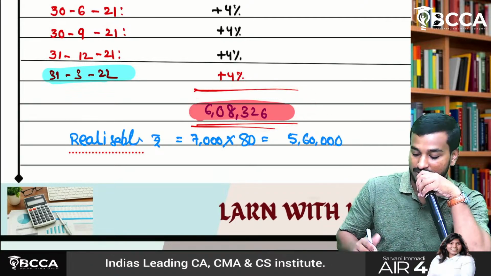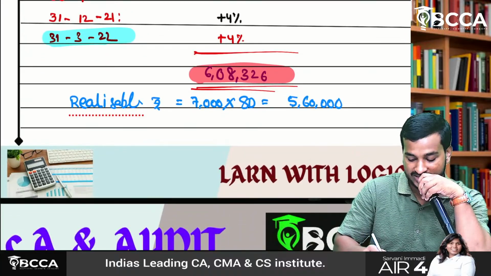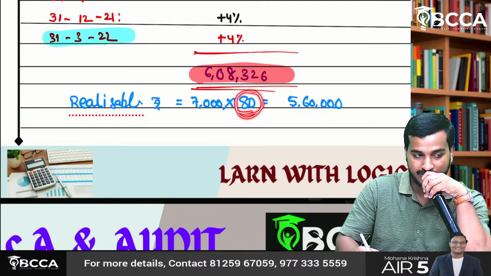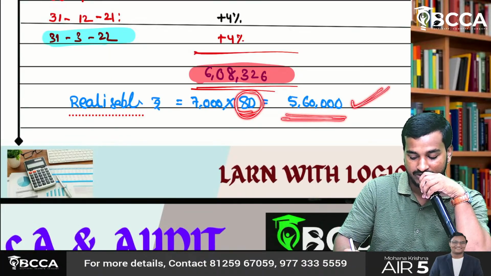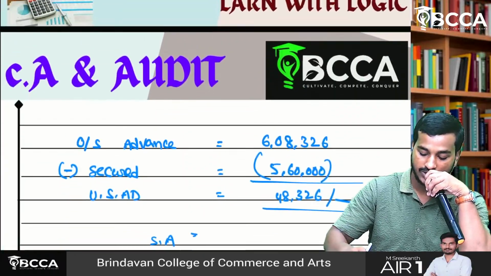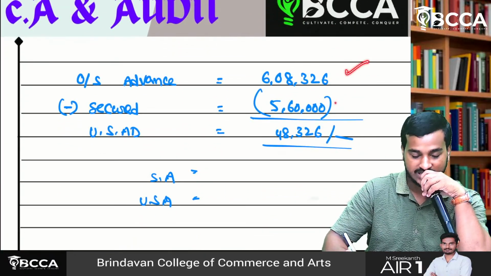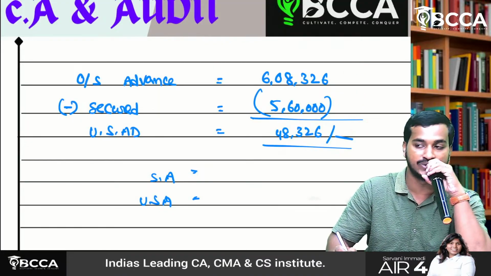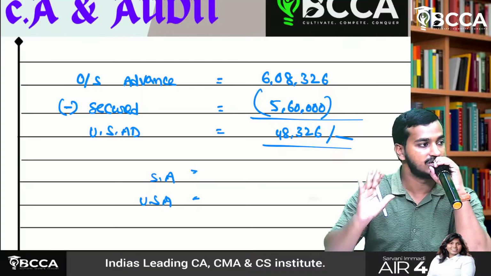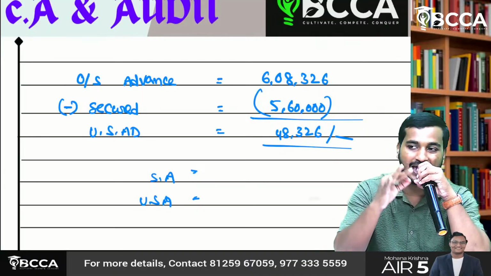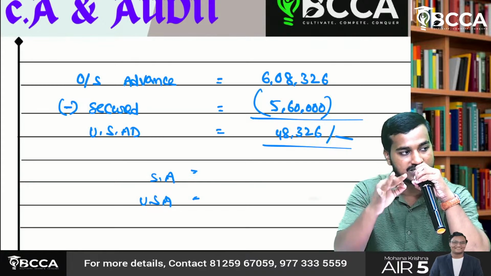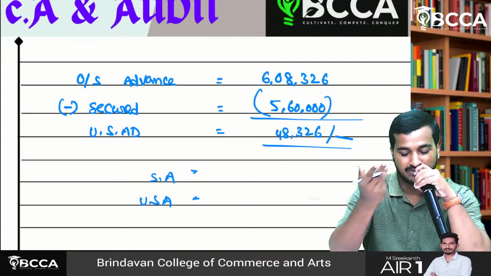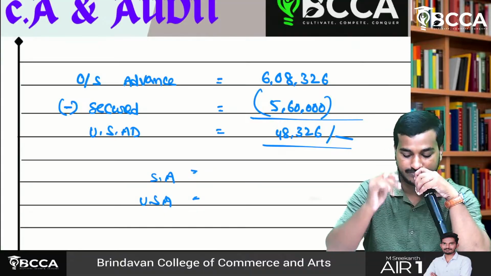But we have some security, no? What is the security? 7,000 shares, but right now the value is only 80 rupees. That means the value is only 5,60,000. Out of 6,08,326, this 5,60,000 is called secured advances. The balance 48,326 is called unsecured. That's it. The same question has been asked in one of the exams. I will show you at the end of the chapter.